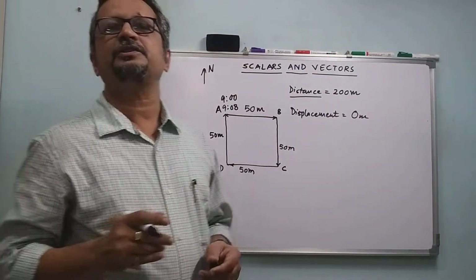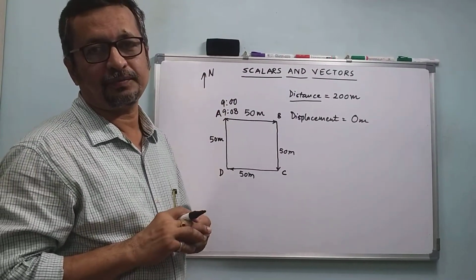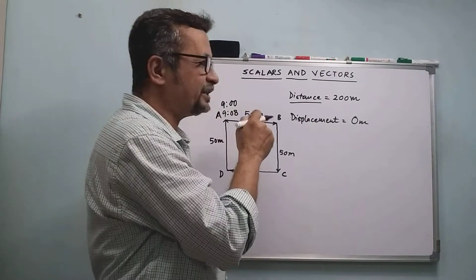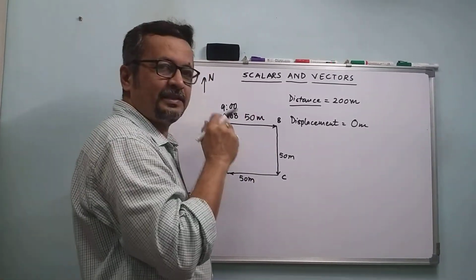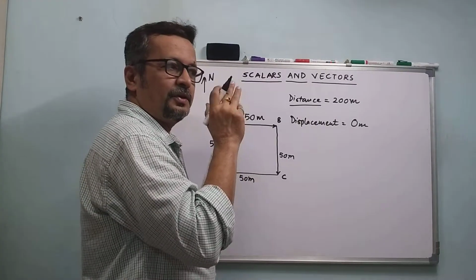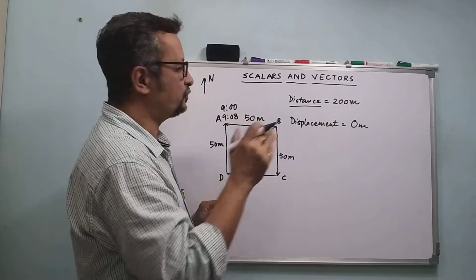So now let us define distance. So distance is the length of path followed, correct? And my displacement is the shortest distance covered from initial to final position.